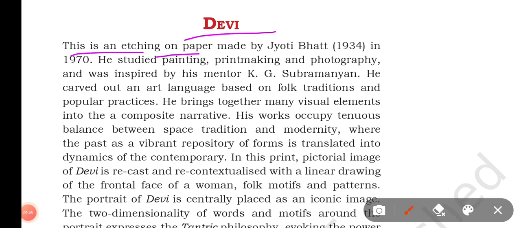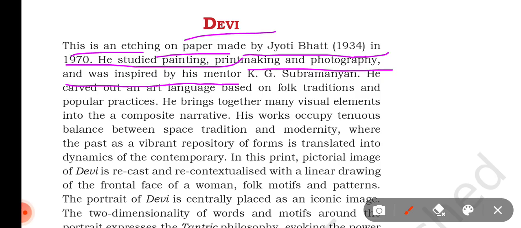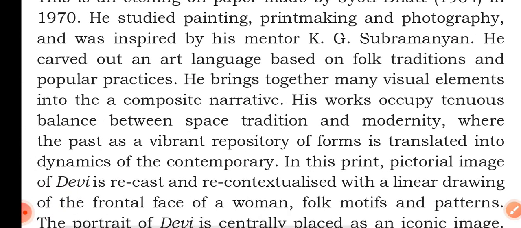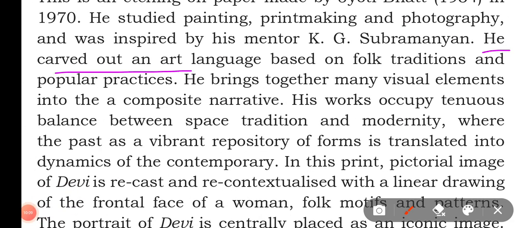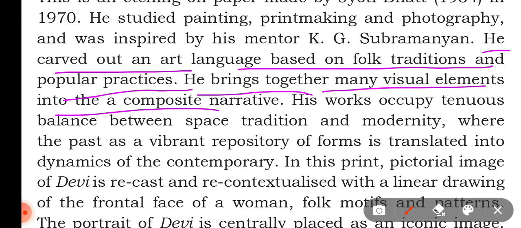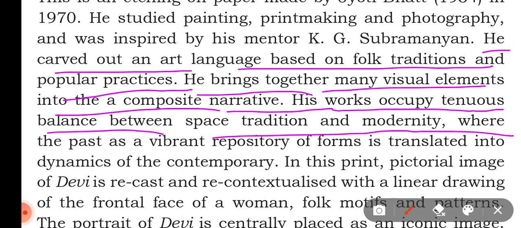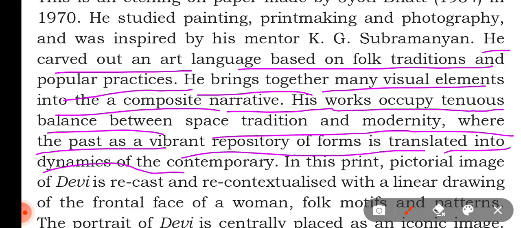Devi. This is an etching on paper made by Jyoti Bhatt, 1934, in 1970. He studied painting, printmaking, and photography and was inspired by his mentor K.G. Subramanyan. He carved out an art language based on folk tradition and popular practice. He brings together many visual elements into a composite narrative. His work occupied a tenuous balance between space, tradition, and modernity, where the past as a vibrant repository of form is translated into the dynamic of the contemporary.